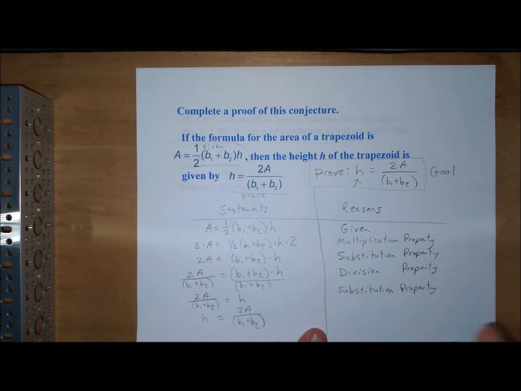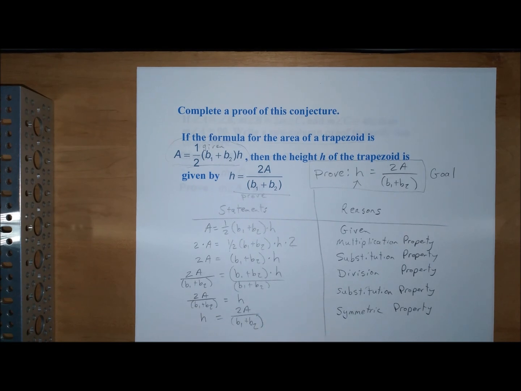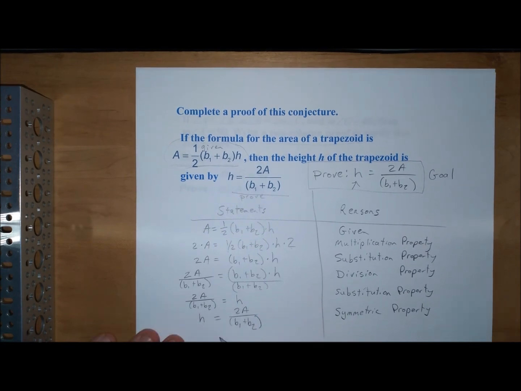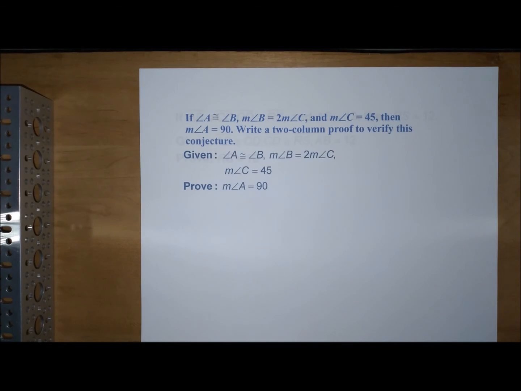Which property is that? That is our symmetric property of equality, right? I can flip any equation around. If that's a true equation, I can flip it around and I still have a true equation. Okay. Does it look exactly like what we were asked to prove? Yes, it does. I'm going to circle that and I'm going to say QED. Done.